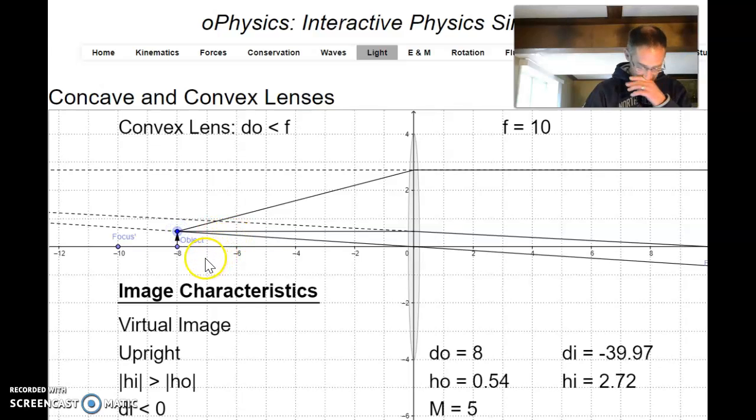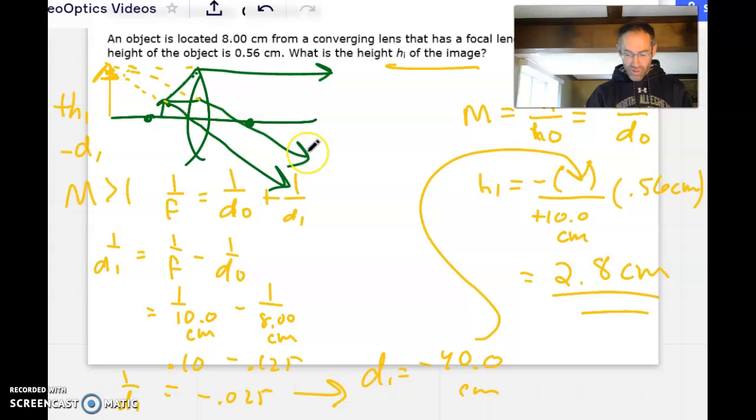There we go. And so, yeah, it's off the screen like we thought, but here's my DI of that negative 40, and there's my HI that's real close to that 2.8 that I had before. If I could get this right on 0.56, I'll bet that would be it. And there's that magnification of 5. I didn't show that before, but that's that ratio of those heights because that's that ratio of those distances. So I hope that helps you a lot with the converging lenses.